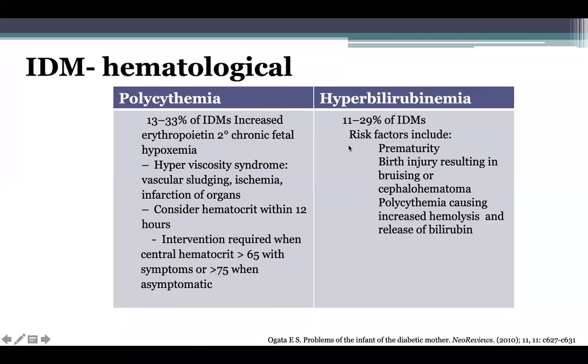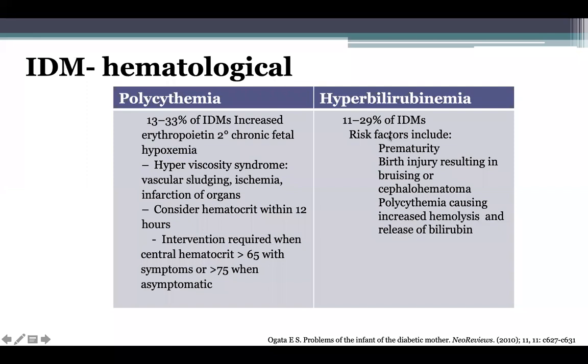So other things are hematological complications like polycythemia and hyperbilirubinemia. Polycythemia occurs in 13 to 33%. Why it occurs? Because of increased erythropoietin due to chronic fetal hypoxia. If there is polycythemia, it causes hyperviscosity syndrome, vascular sludging, infarction. So what you should do is consider hematocrit around 6 to 12 hours after birth. You have to intervene if there are symptoms with hematocrit more than 65, or if asymptomatic, more than 75. Follow the standard guidelines for polycythemia.